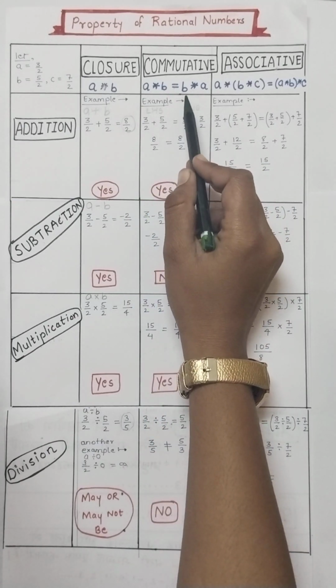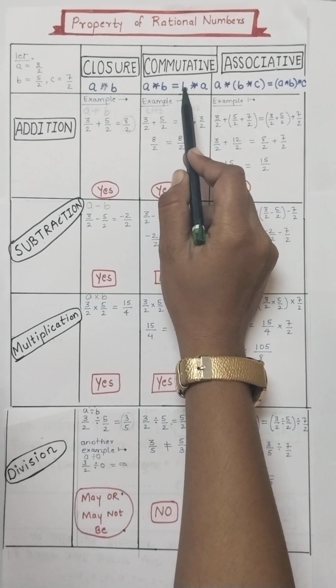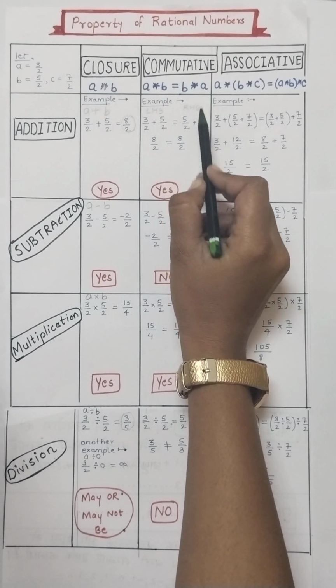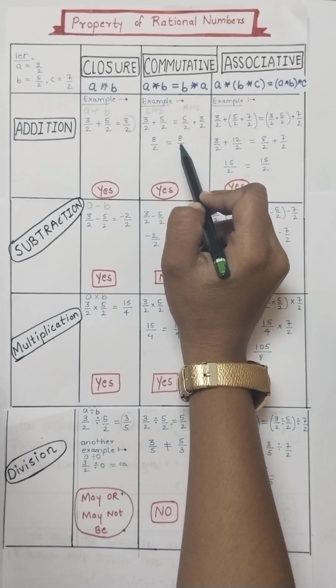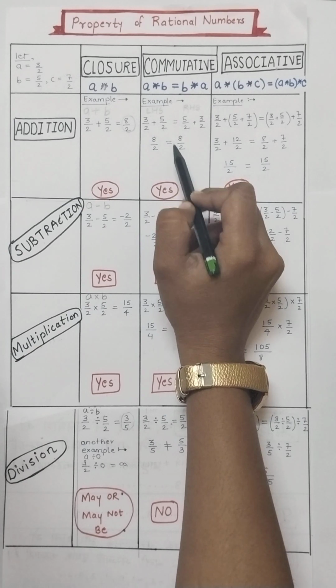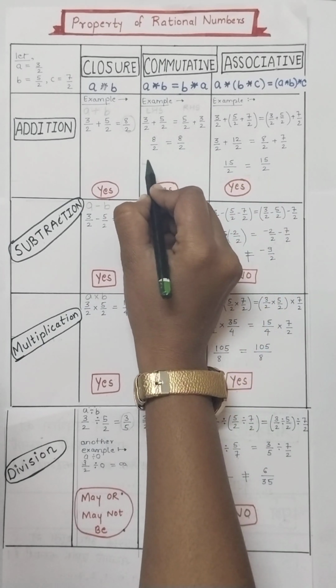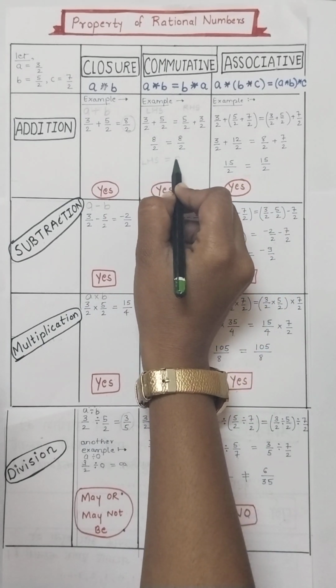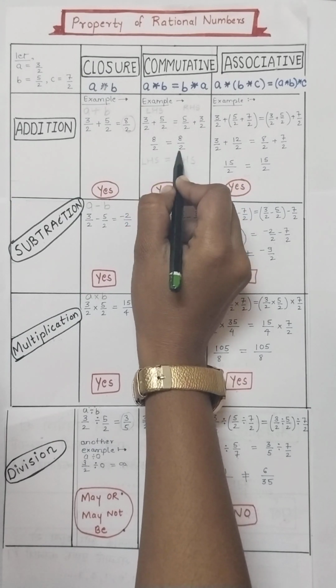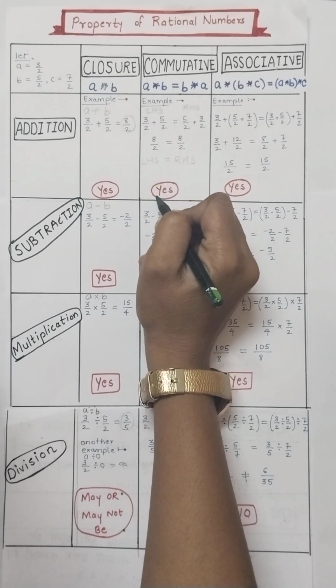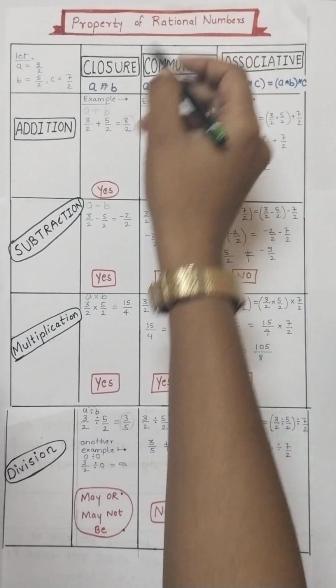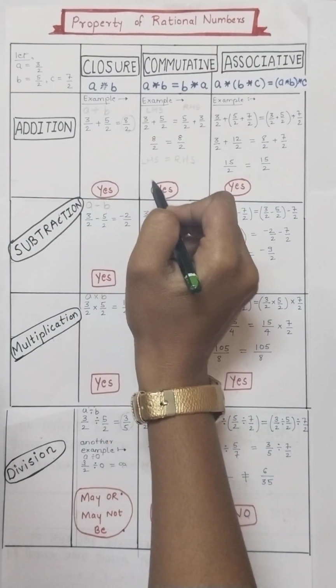Similarly, we will put the values in the RHS, that is, the value of b is 5 by 2 and the value of a is 3 by 2. When we add, the answer is 8 by 2. Here we are seeing that LHS is equal to RHS, and both are rational numbers also. So we can say yes, our rational numbers follow the commutative property with addition.